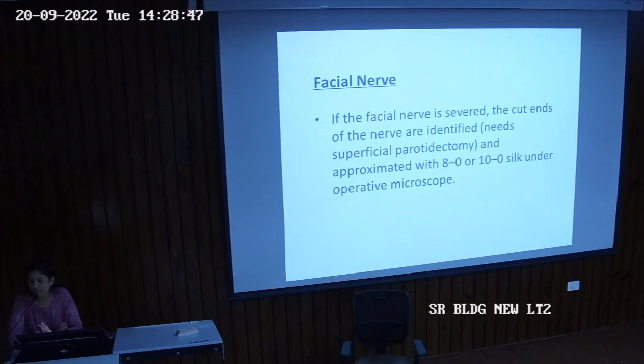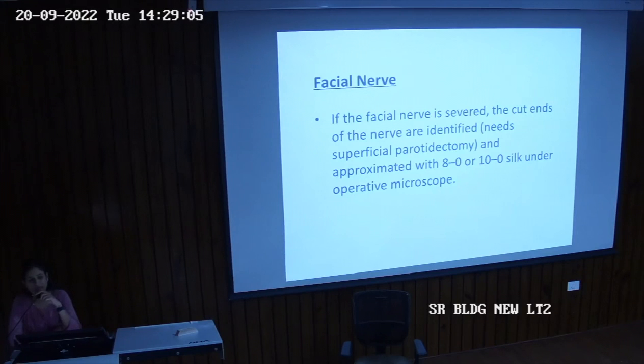Now facial nerve, ENT is incomplete without the facial nerve. If there's ENT, there's facial. So if the facial nerve is severed, then you see what is the length of the severed section of your nerve. For example, if it is more than 1 mm, then there is no way you can do a reanastomosis. You will have to do a cable grafting.